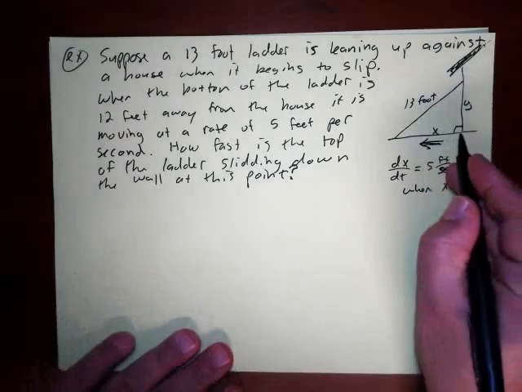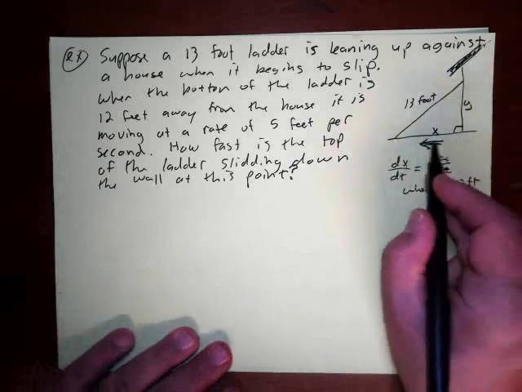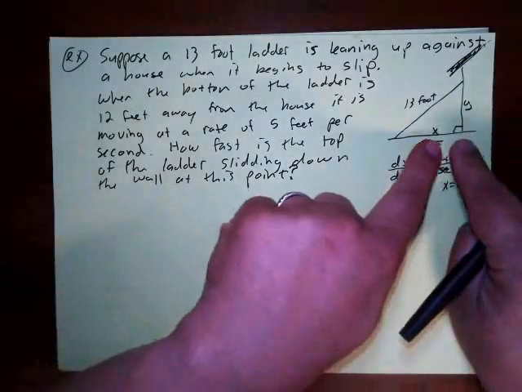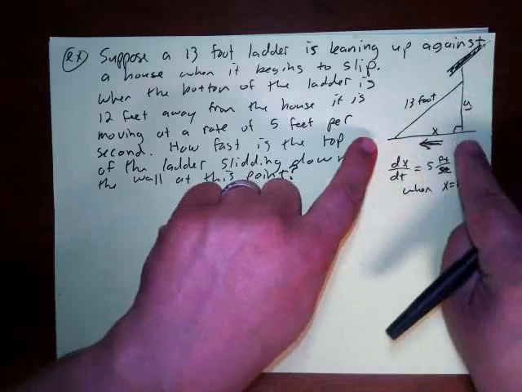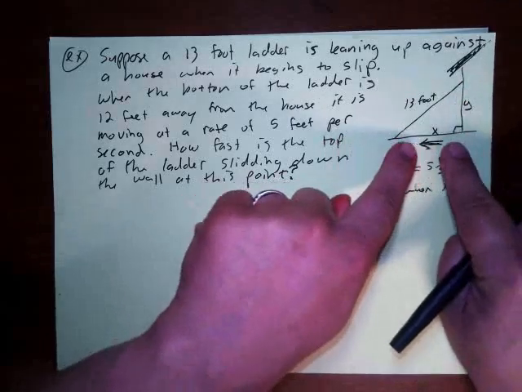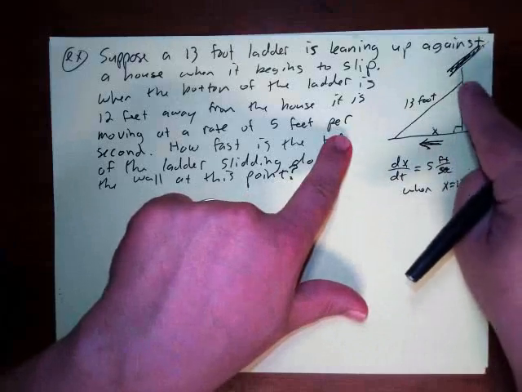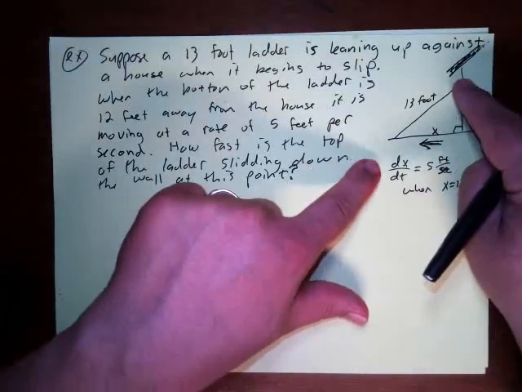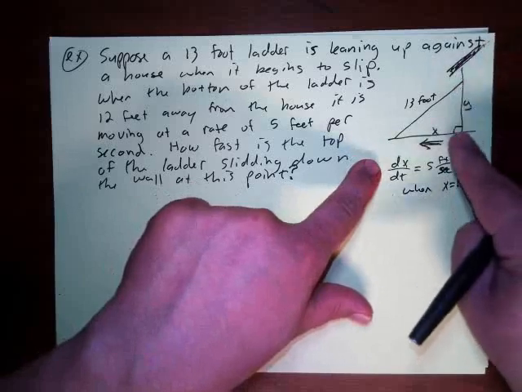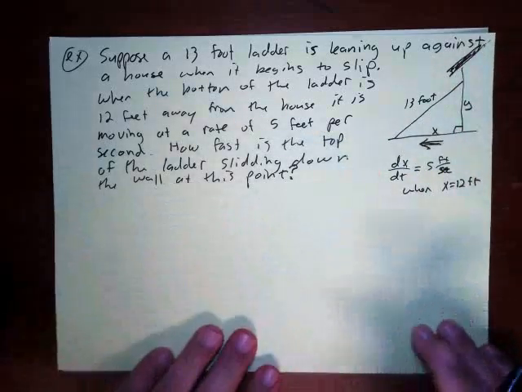And notice that's a positive 5 feet. Why is it positive? Well, because x is increasing. As this ladder slides down, this length is getting bigger, right? The y here is decreasing, though. y is the height of the ladder. So this rate, when we're done, this rate better be negative.